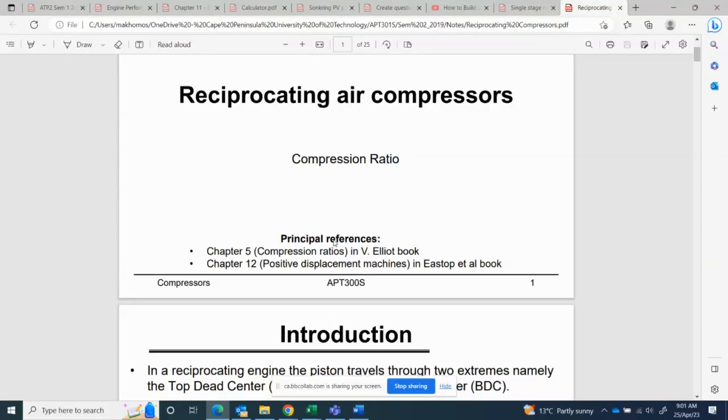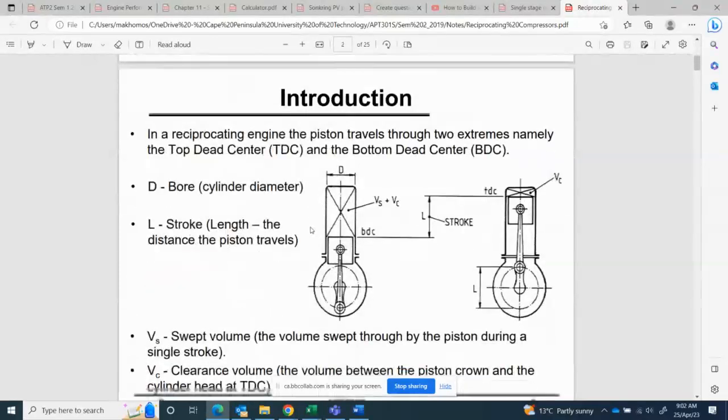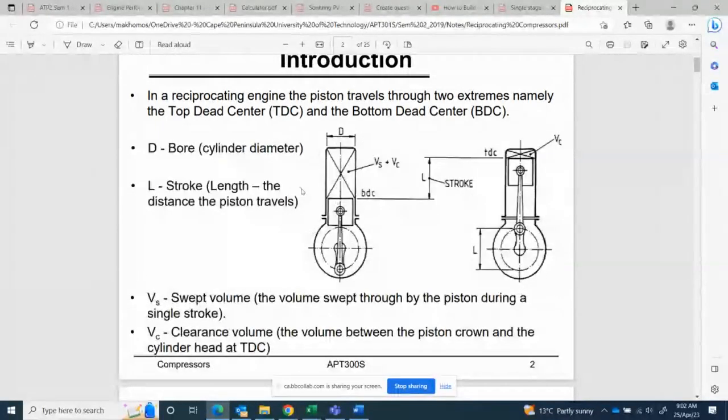But in the event where you don't need a high pressure, but you need high flow rates, then you use a dynamic compressor. So I said that the working principle is the same. From the previous chapter, we learned the operation of a compressor or piston inside a cylinder. So the current slide shows us the terminology that we use here.